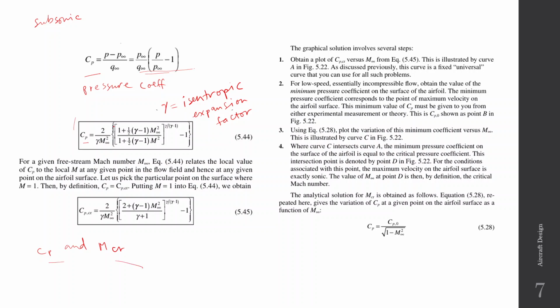So we know that MCR, from the definition, is the free stream Mach number where the local value of CP, where the local value of M is 1. Okay, so we can substitute 1 over here. This is the local Mach value and this is the free stream Mach value. So we can substitute M over here and we'll get this equation. You can see that it is similar to the above equation, just M has been replaced with 1.